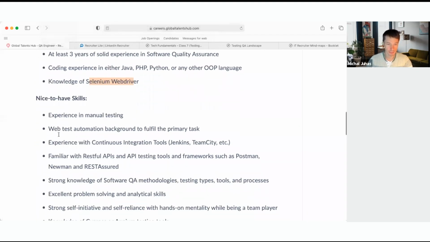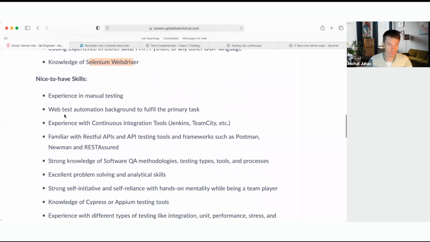And nice-to-have skills. There are quite a lot of them. Experience in manual testing also. So I'll just clarify the difference between manual and automation testing. Historically, say 10 years ago, 20 years ago, it was all about manual testing. Even in my previous team where I was the CTO, we had a team of manual testers whose responsibility was to just open up the mobile application and tap here and there and verify that the software works.